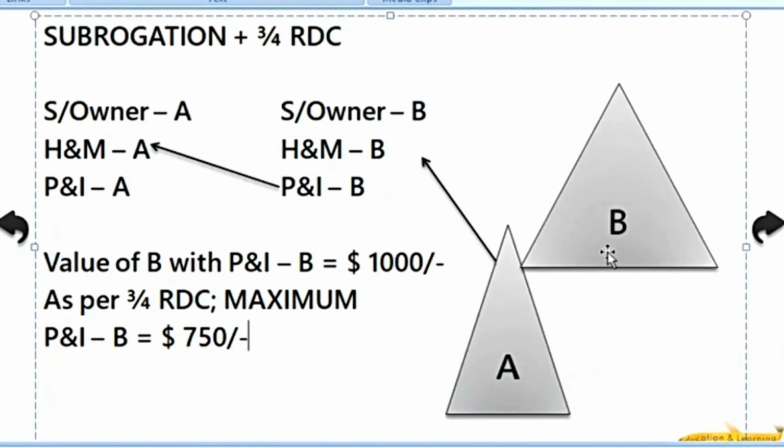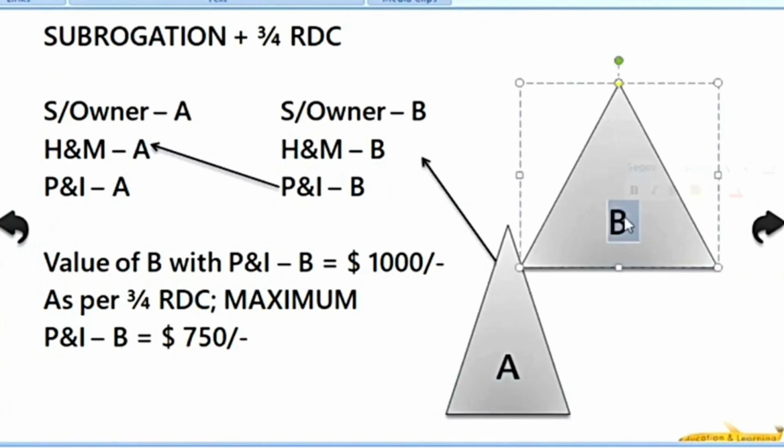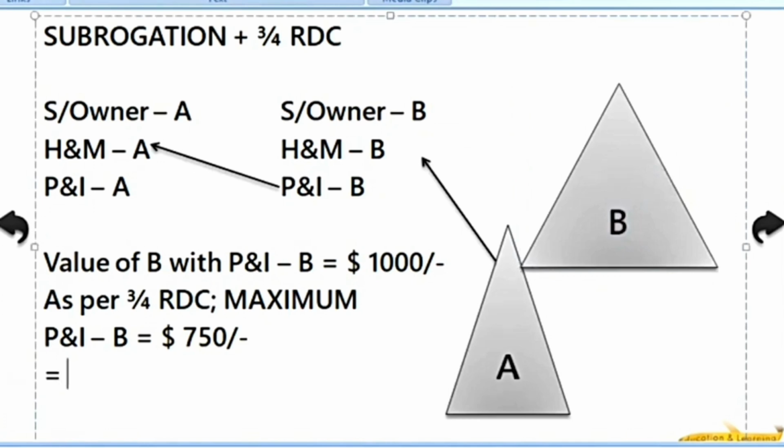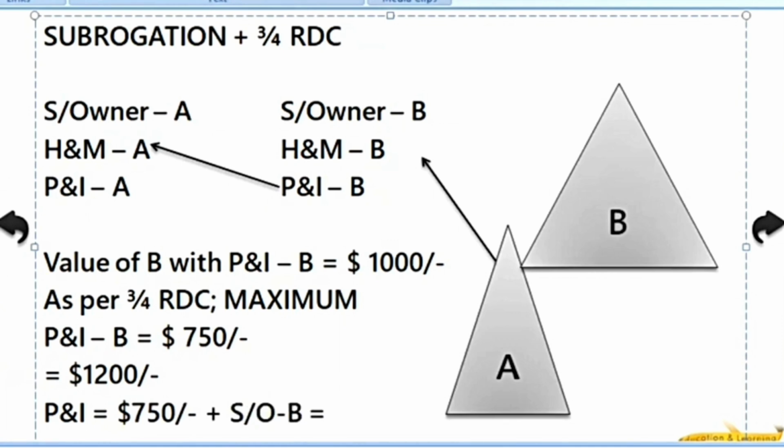This is extreme level of negligence. So the court says that the third party compensation to be paid by B is, let's say, equal to $1,200, which is supposed to be paid by P&I Club. So P&I Club out of this will pay $750, plus ship owner B will pay $450 from his own pocket. This is 3/4 RDC, directly applicable in case of subrogation.